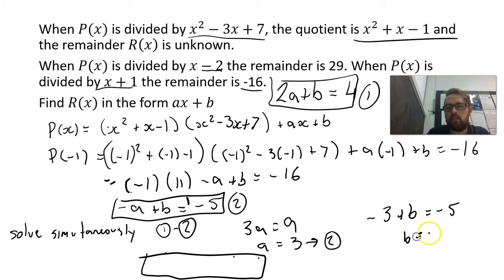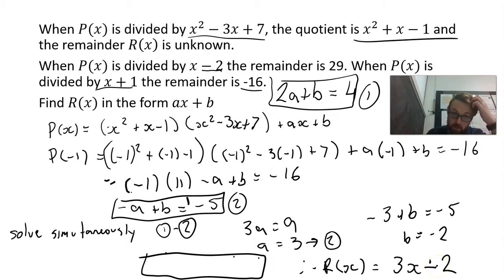So b equals negative 2. Therefore r of x, so our original question was find r of x in the form of ax plus b, r of x equals, our a is 3, so 3x plus negative 2. You can just write 3x minus 2. Excellent. And we've been able to do that using the remainder theorem. We'll have a go at a couple of these now, but thank you.